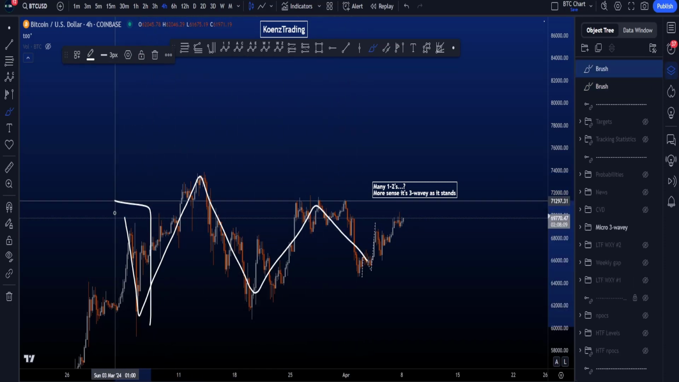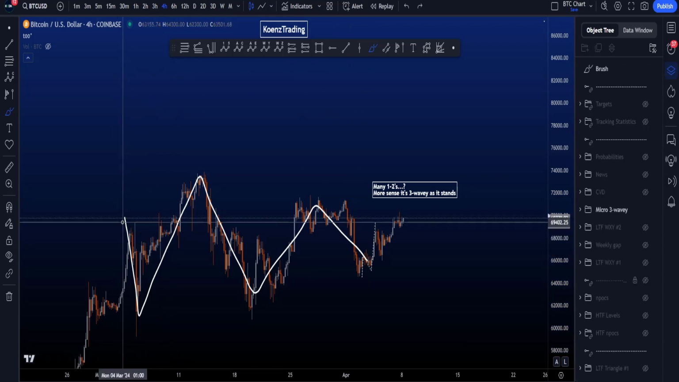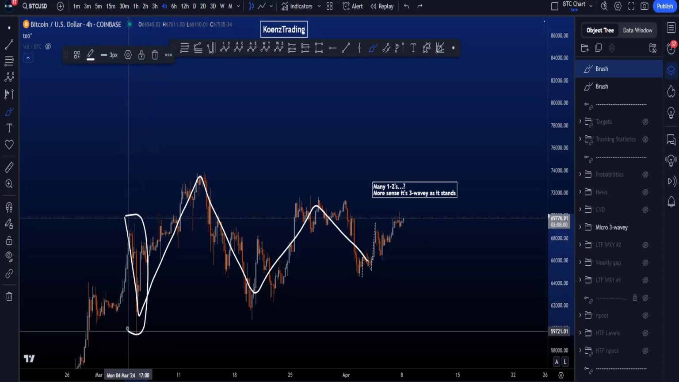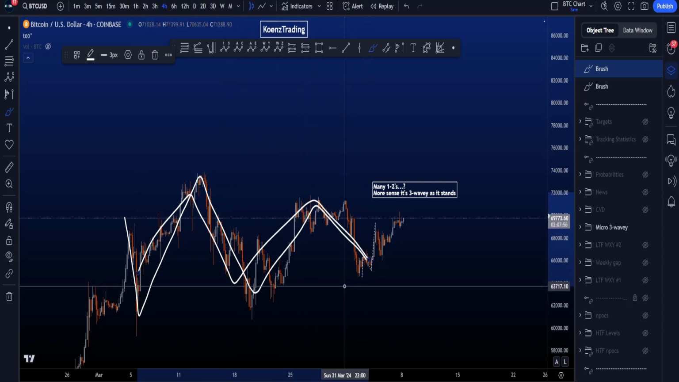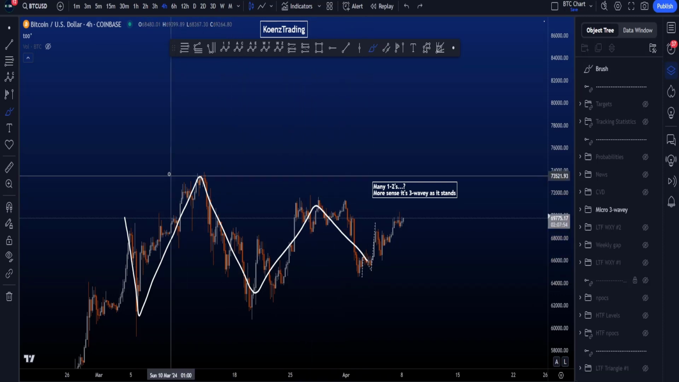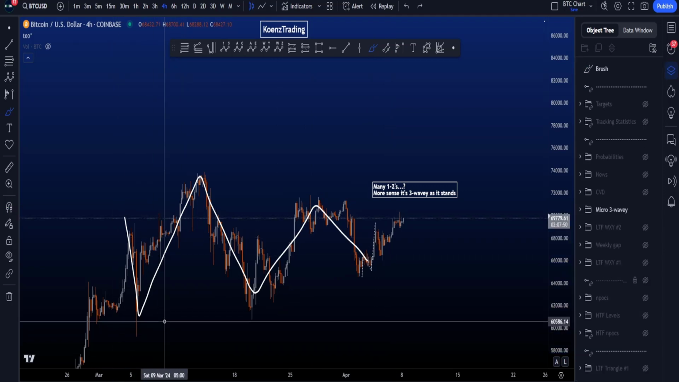But what I don't like about this scenario, lowering the probabilities, is that this structure over here, besides the fact it looks like a flat, which isn't allowed in a triangle, this is also an incredibly short wave A compared to a much longer B, C, D, and wave E, which doesn't really add up. It is a running triangle, it is a valid pattern, it's just that wave A is very, very ugly.